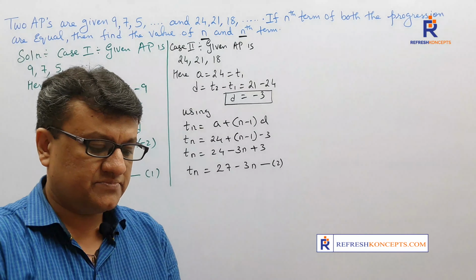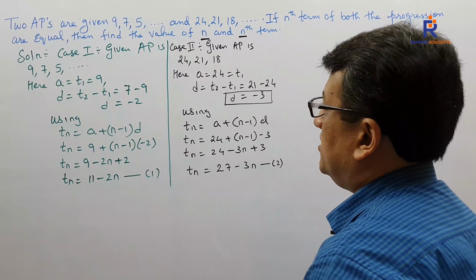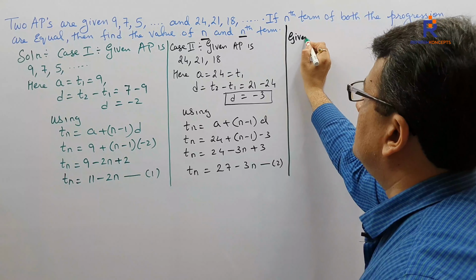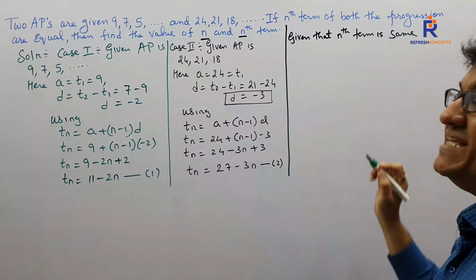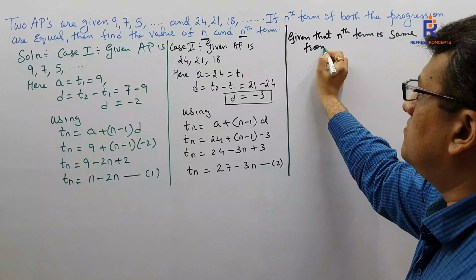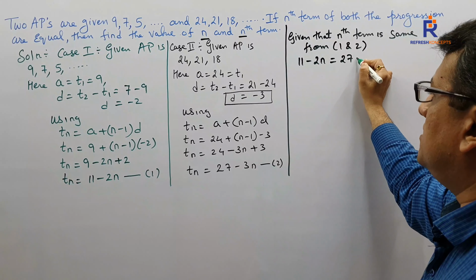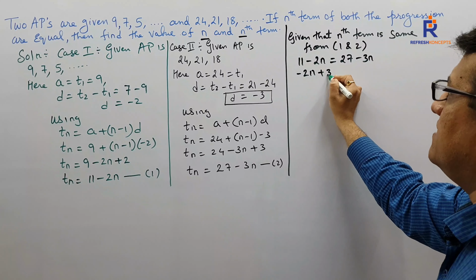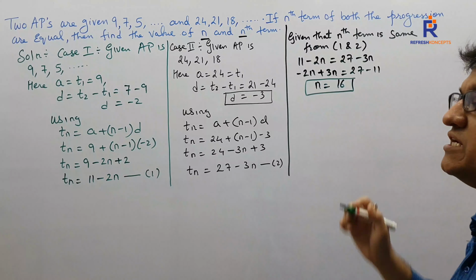Now what is given to us, children? That their nth term is the same. Given that the nth term is the same, Tn of first and Tn of second are equal. So from 1 and 2, 11 minus 2n is equal to 27 minus 3n. Bringing this here and this here, minus 2n plus 3n is equal to 27 minus 11. So n is equal to 16.